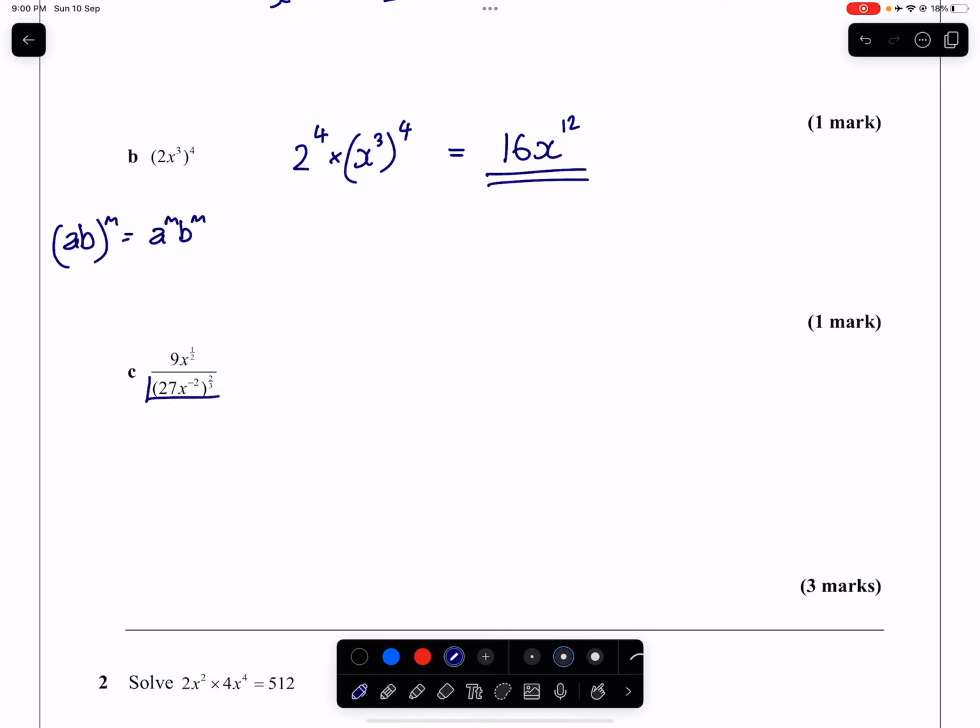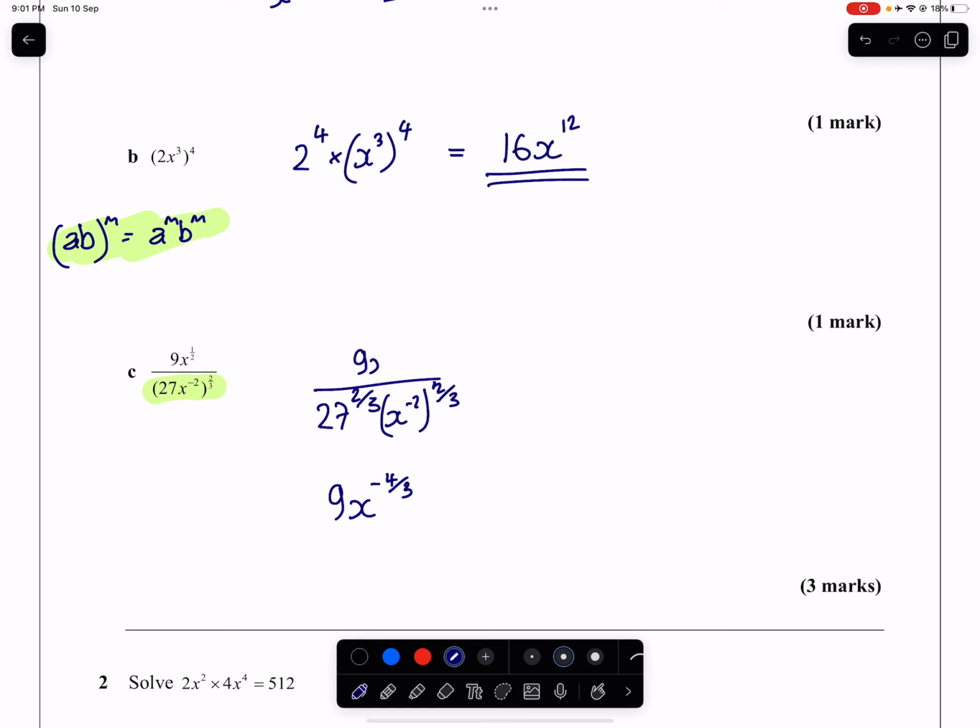Lastly, on the denominator here, we're going to have a similar situation to the previous one in terms of this distributive law. We can apply that power of 2/3 to each of those values on the bottom separately. So we end up with a 27 to the power of 2/3, which ends up becoming 9. And we have an x to the power of -2 all to the power of 2/3, which when we multiply them together gives us x to the power of -4/3.